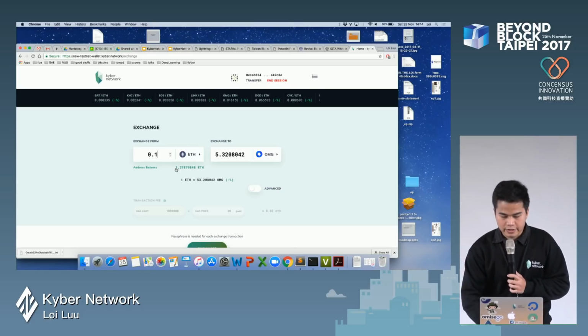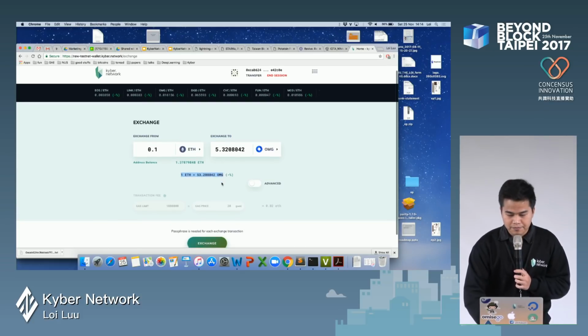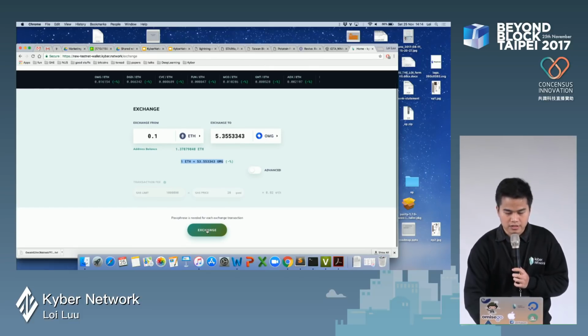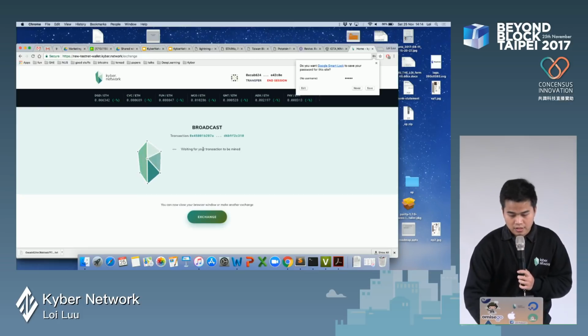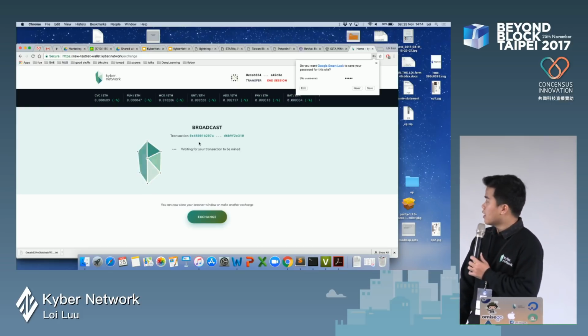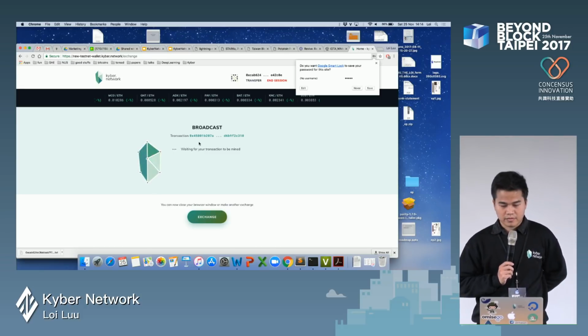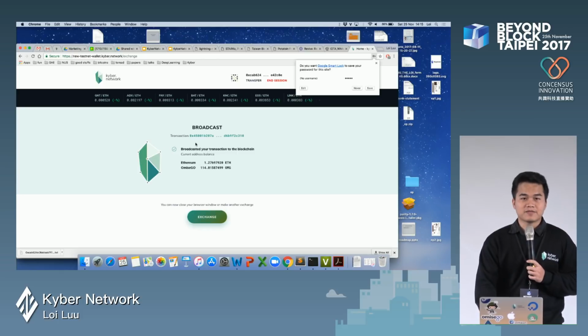So you will see the rate here, the rate between Ether and OmiseGO. And if you want to configure the gas price and the gas limit, you can also do it. Otherwise, you can just click on exchange, enter your password, and done. So that's it.